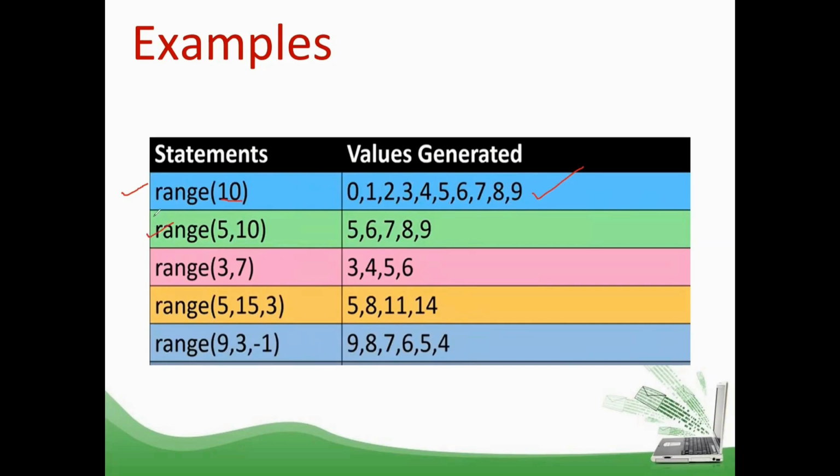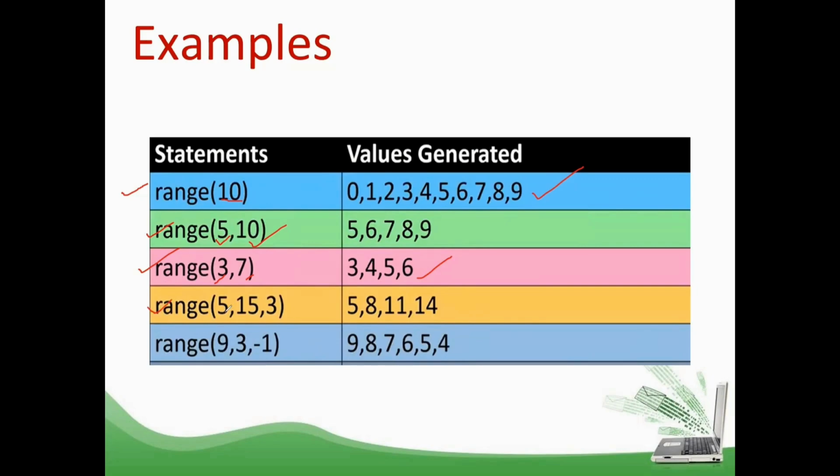Next we have range(5, 10). The starting value is 5, the ending value is 10. Again the step value is not mentioned, so by default the step value is 1. So that is 5, 6, 7, 8, 9. The last value is again not included. Next we have range(3, 7). Again, the step value is not there, so by default it is 1. Start from 3, end at 7, so 3, 4, 5, 6 is there. 7, the last value, is never included.